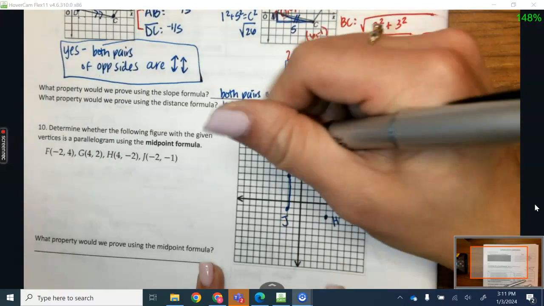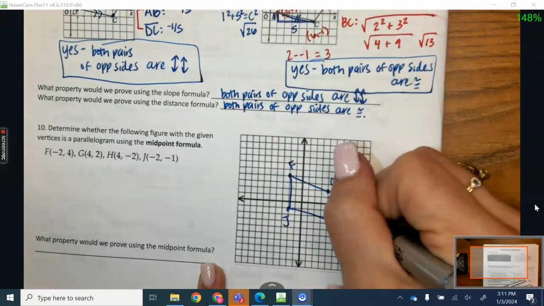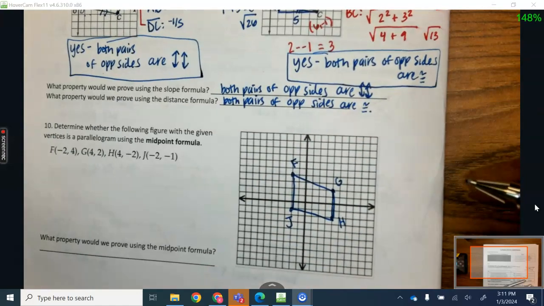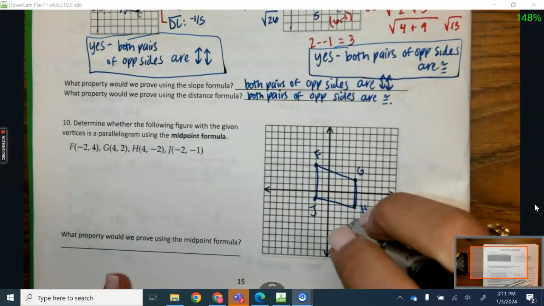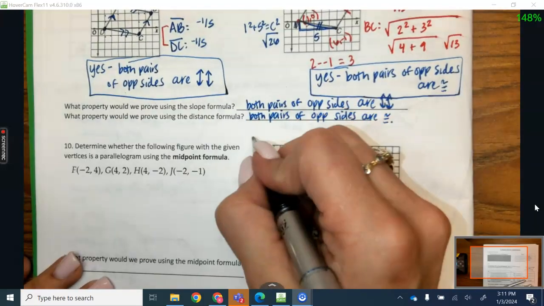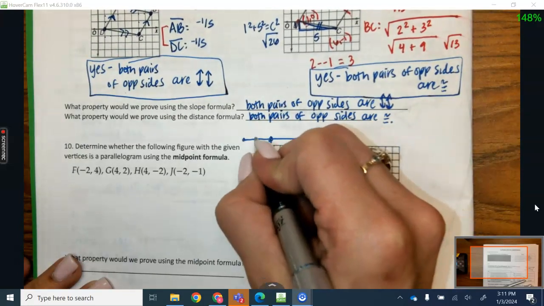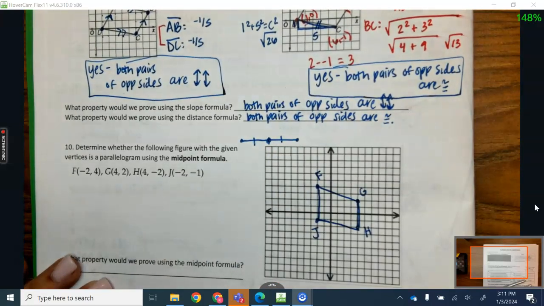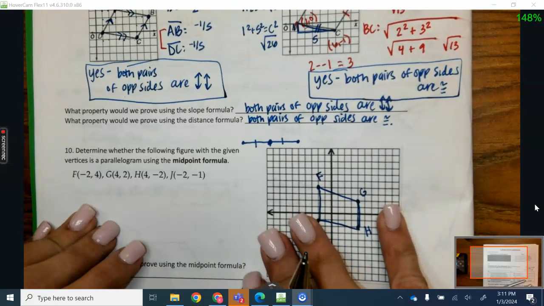Okay, we never assume based off of a picture if something is a parallelogram or any kind of quadrilateral that we're studying. We have to prove it, okay? So, midpoint formula. Let's talk about midpoint. A midpoint, from what we learned in chapter 1, cuts a figure or a segment into 2 congruent parts.